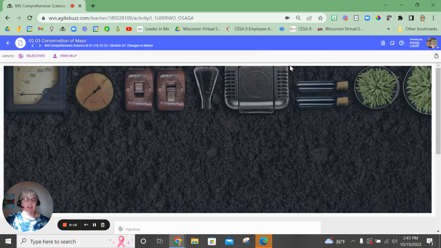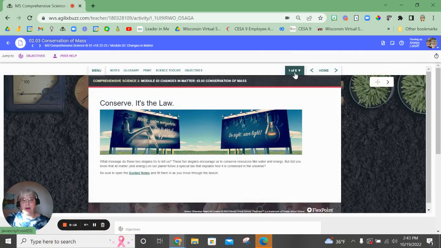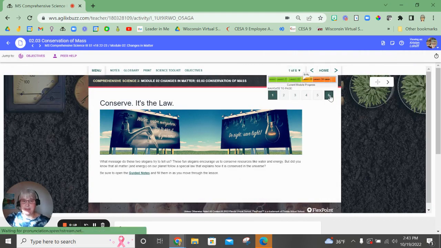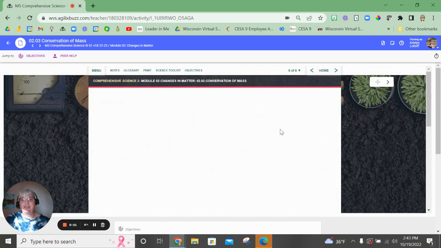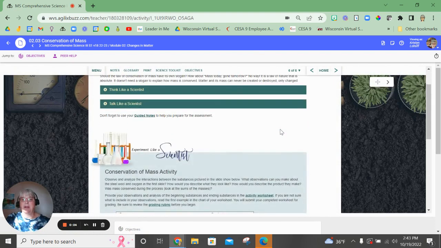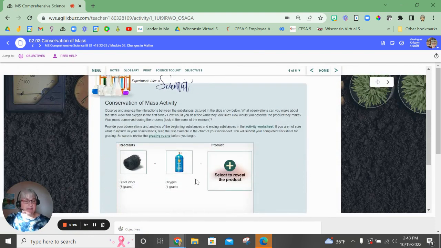You are going to make sure that you work carefully through all 5 pages of the lesson before coming to page 6. Once you get to page 6, you're going to find some descriptions below. Here in the green box is where the activity is located.